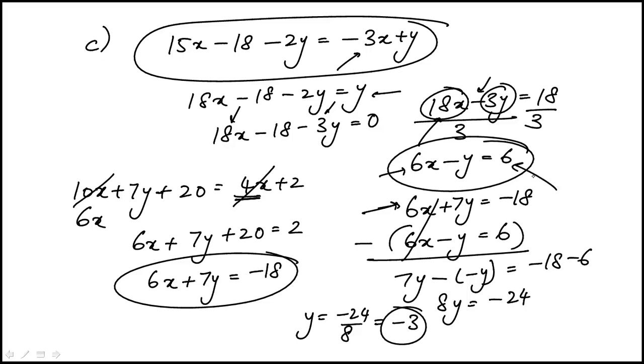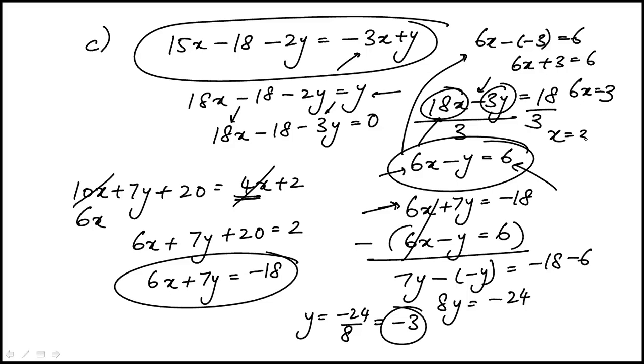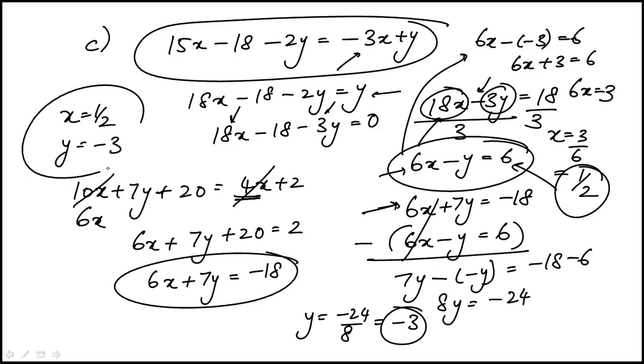I'm going to replace that here to find the corresponding value of x. 6x minus y equals 6, with y equal to minus 3, means 6x plus 3 equal to 6. It becomes 6x is equal to, I subtract 3, and so x is 3 over 6, which is just half. So the solution here is x is half, and y is equal to minus 3.